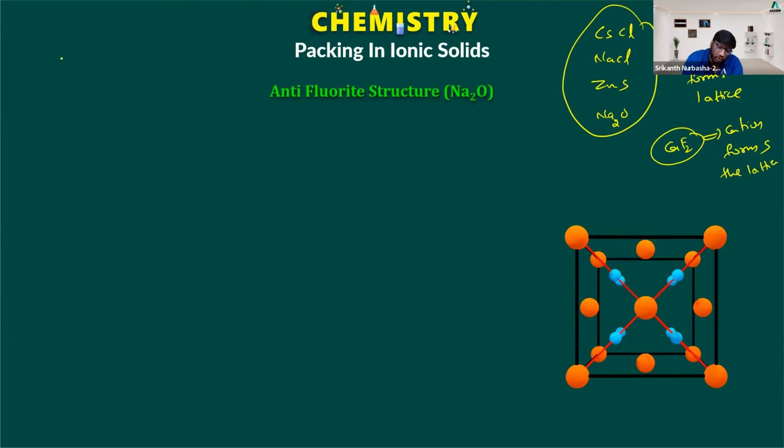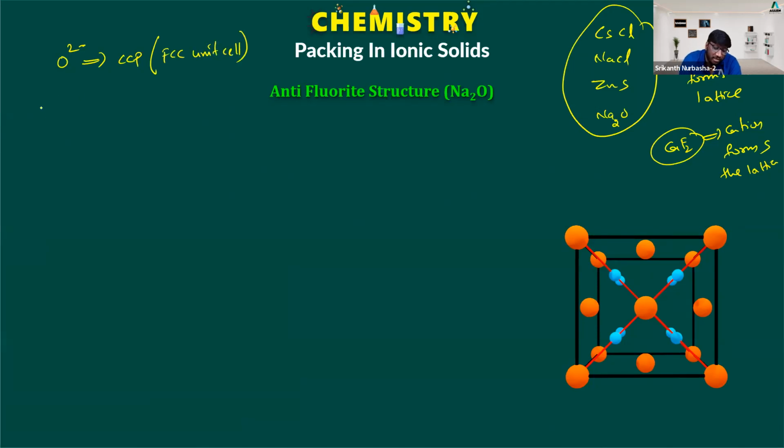Okay, so O2 minus is present at which positions? Everywhere. Only in CsCl you have simple cubic, where anions are present only at corners, but in the remaining ones we have CCP arrangements. O2 minus is present in cubic close packing. Yes, cubic close packing means corners, FCC unit cell.